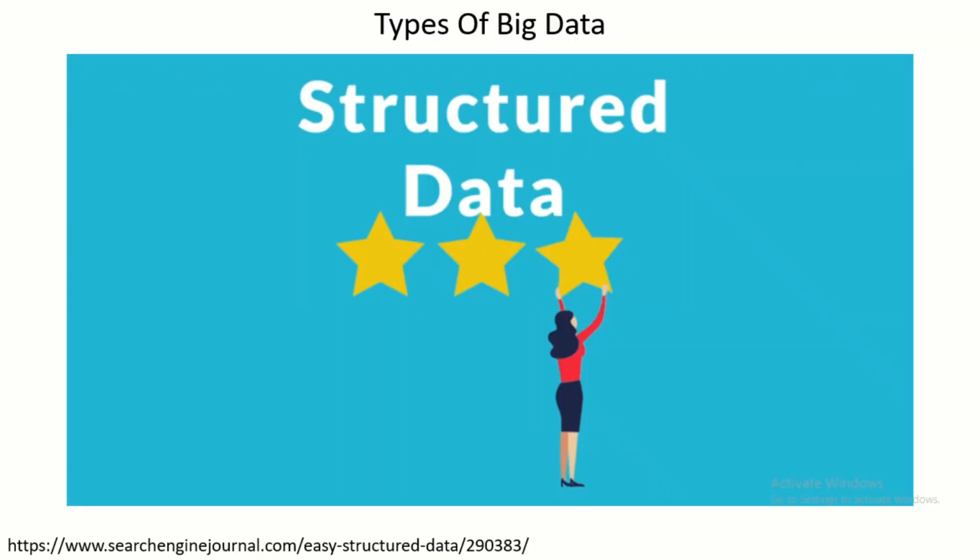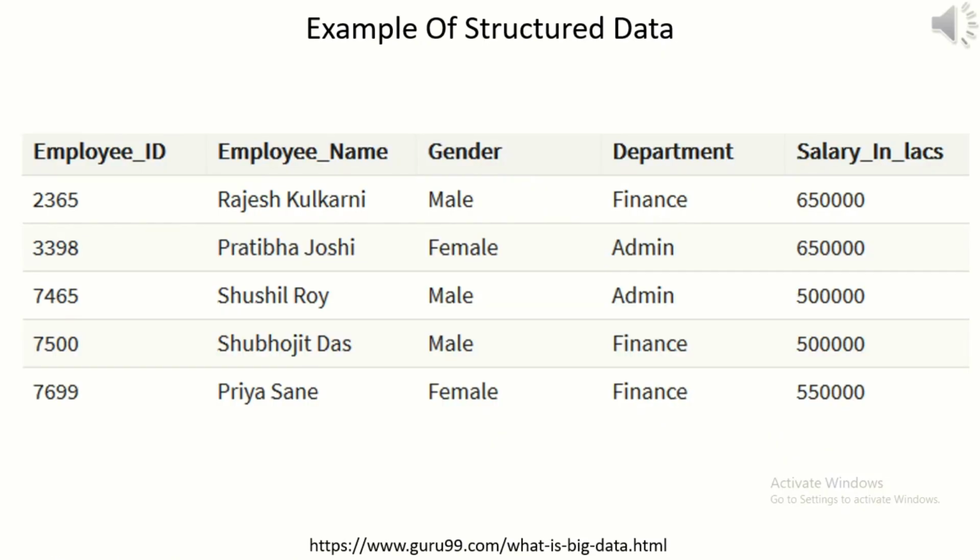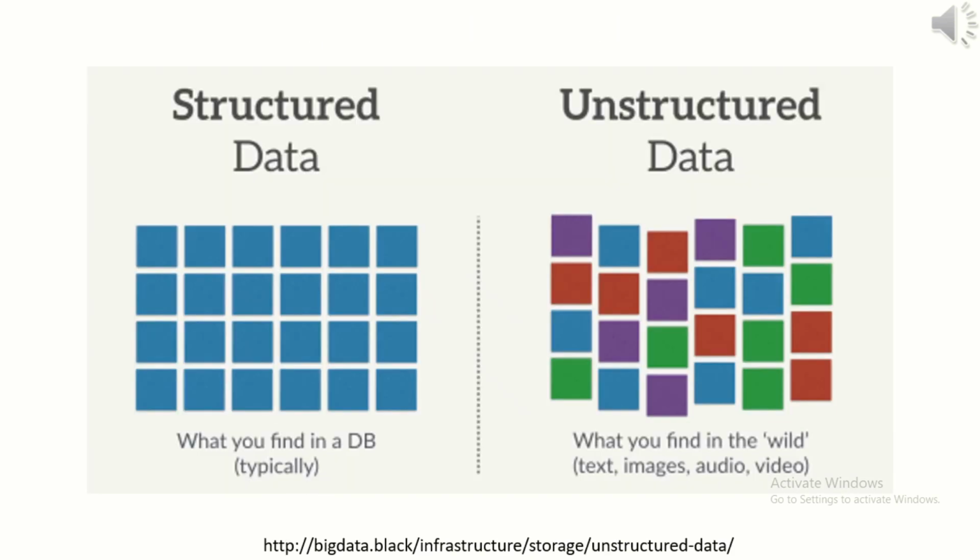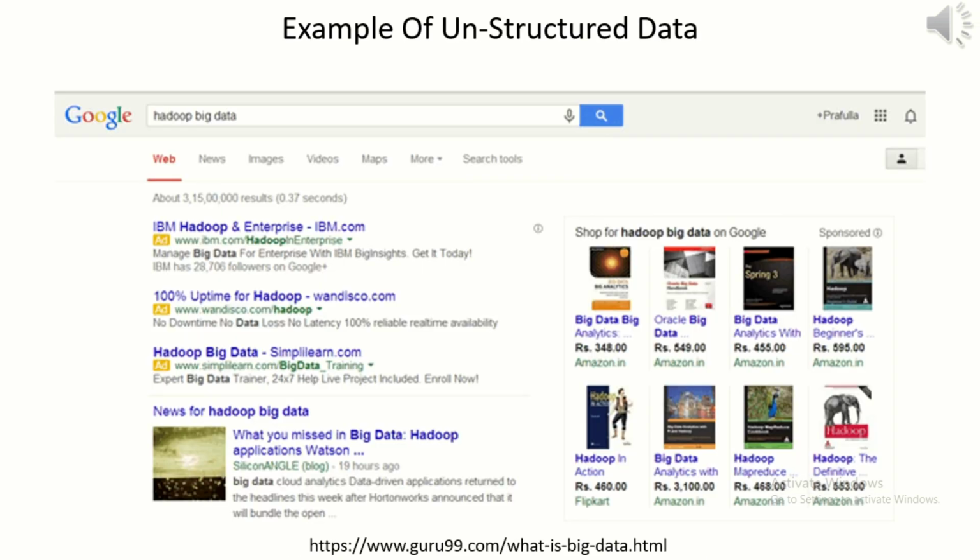Now we will see different types of data. The first one is structured data. Any data that can be stored, accessed and processed in the form of fixed format is termed as structured data. An employee table in a database is an example of structured data. The next data type is unstructured data. Any data with unknown form or structure is classified as unstructured data. The output returned by Google search can be considered as unstructured data.